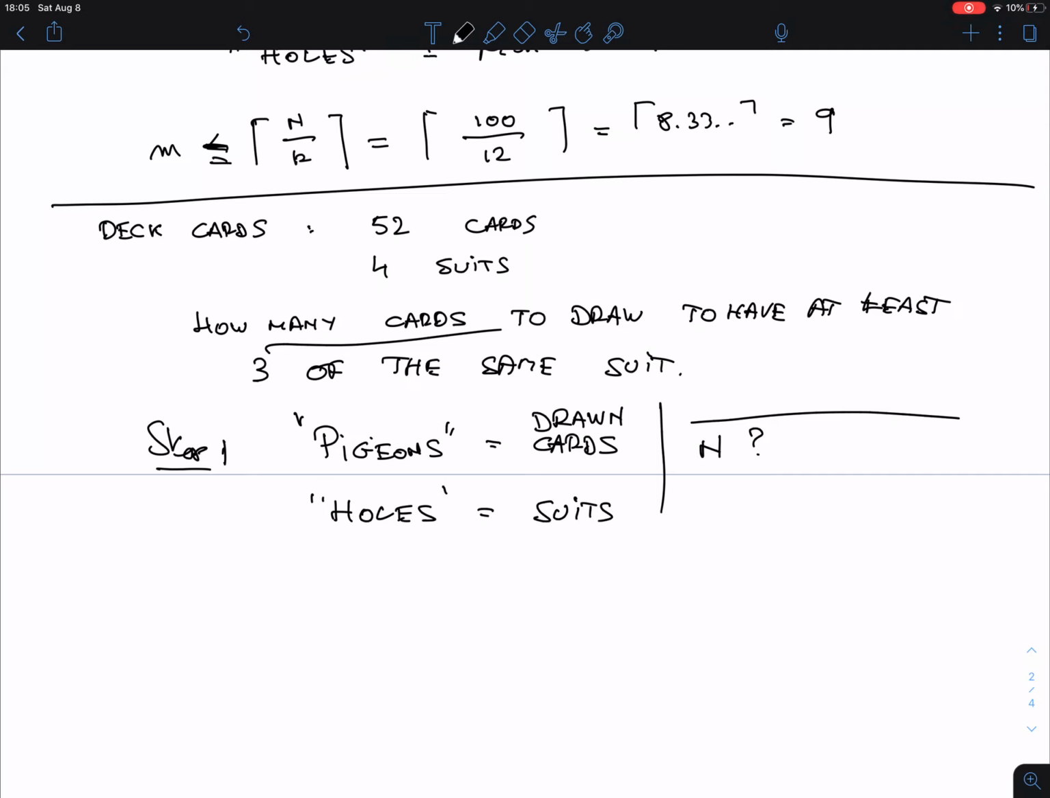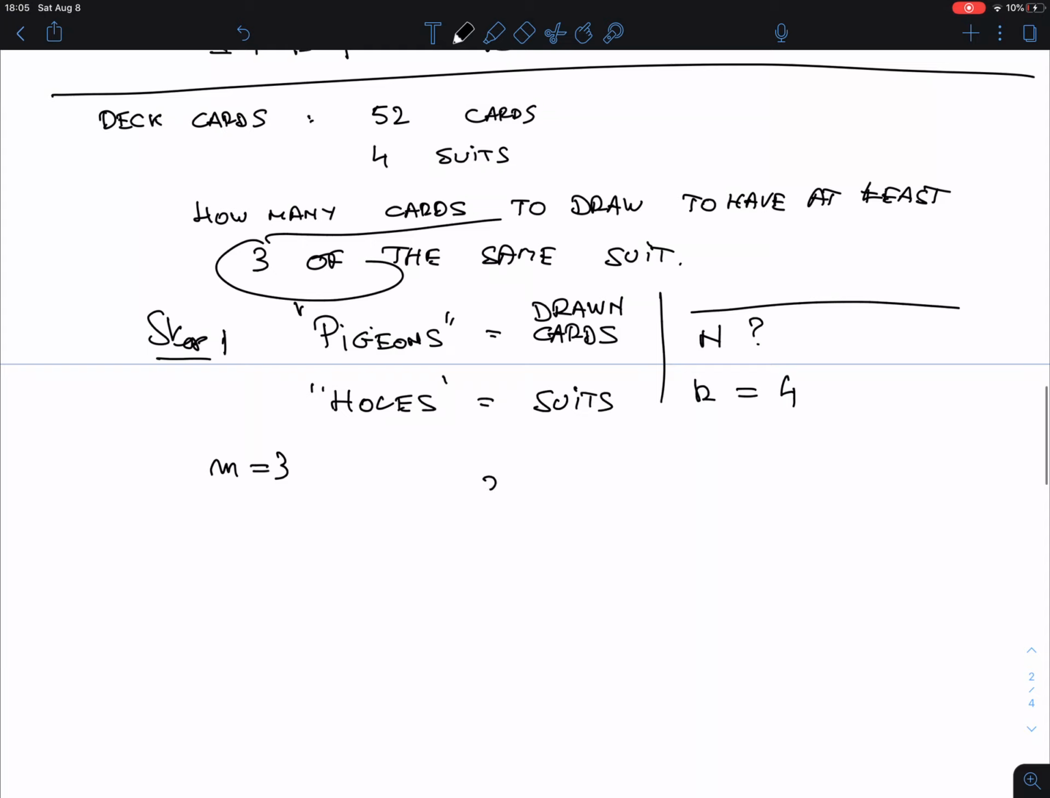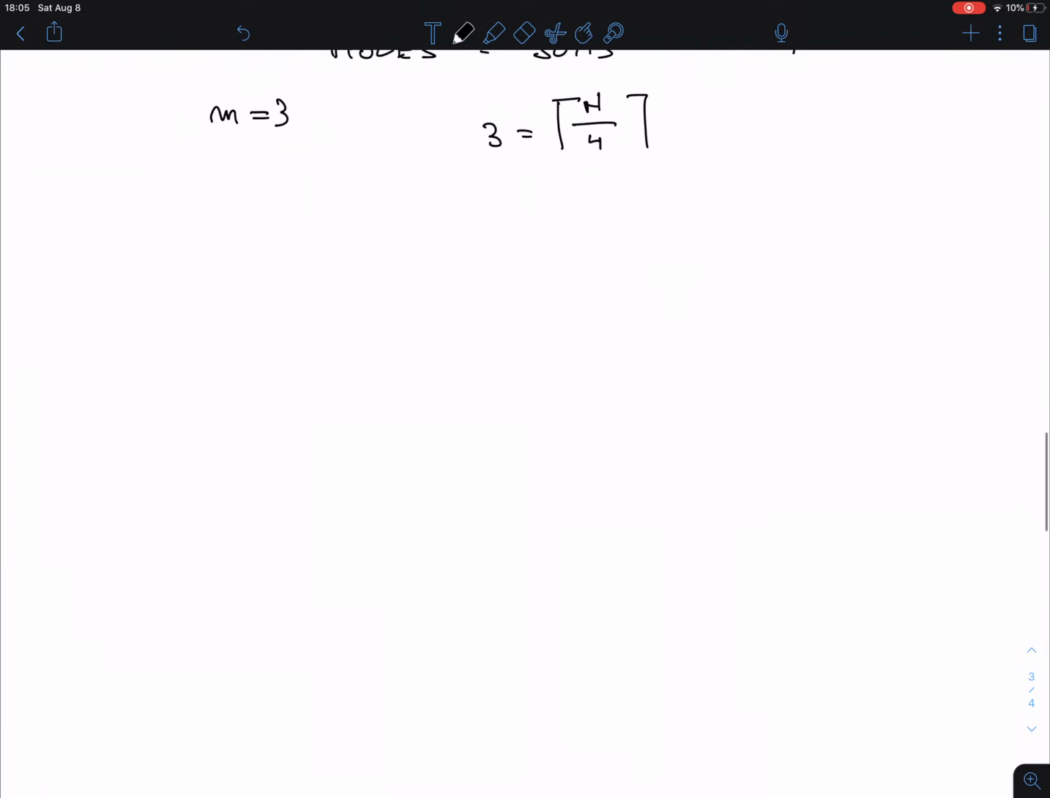How many suits are there? Well, I just said K is 4. Now, I have to have at least 3 of the same suit. So here M is 3. So I have to solve this here. Now, when is 3 equal to N over 4? What is the least N that I can take here? So how do you solve an equation like that? Let's write down a general formula for this.